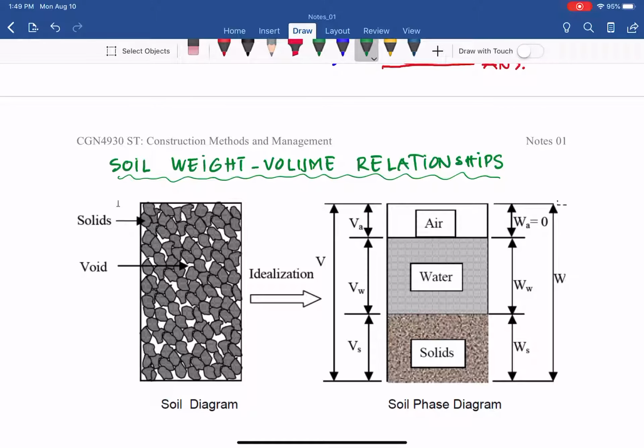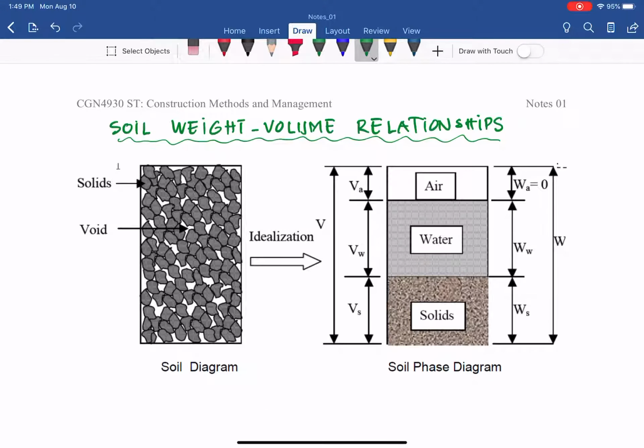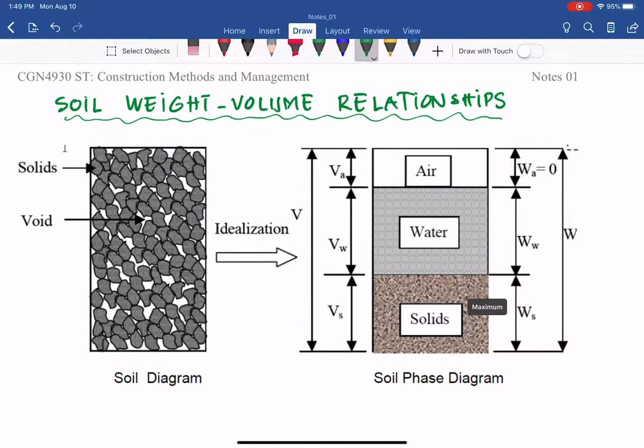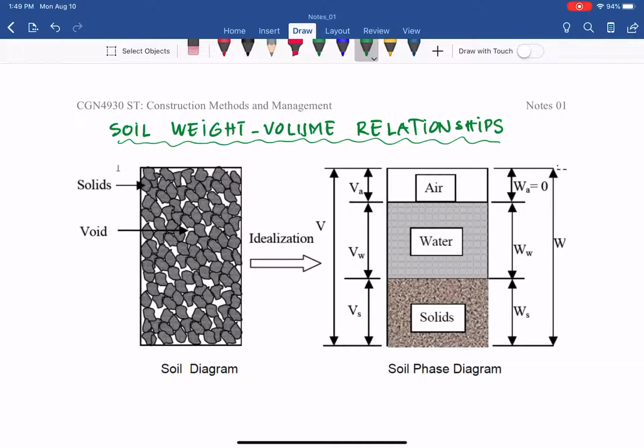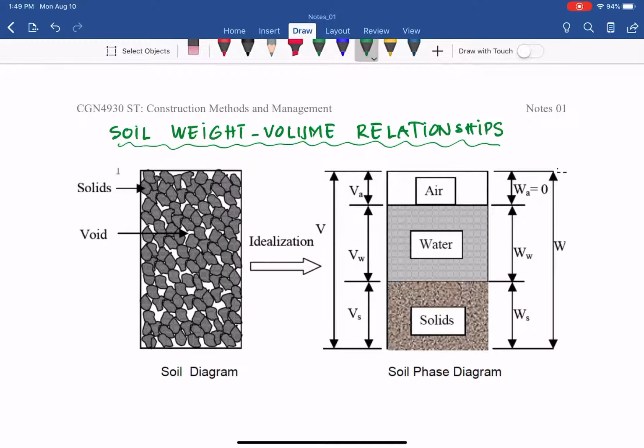So this phase diagram should be familiar to you. For soils you can have a solid part, and then you have water and air, and we have the volume associated with the solid, like we have Vs, water Vw, air Va on the left, and the total volume called V. And then in terms of the weight of these three components, we have solid Ws, water Ww, and the air Wa. It's very small, the weight is very small compared.